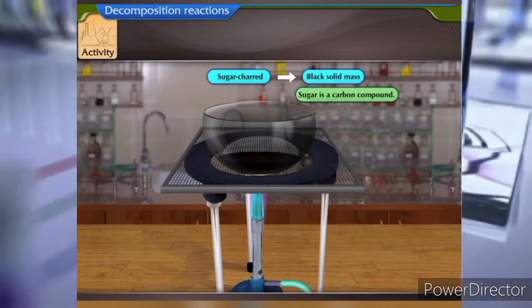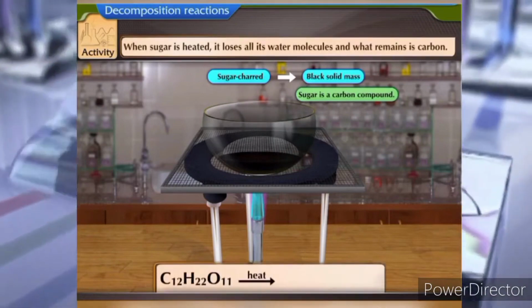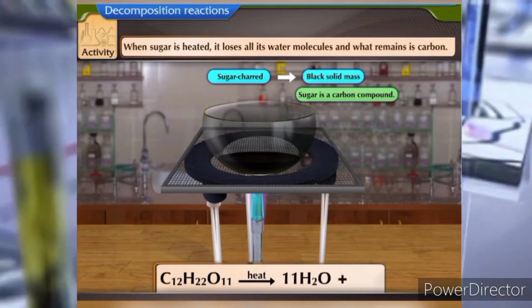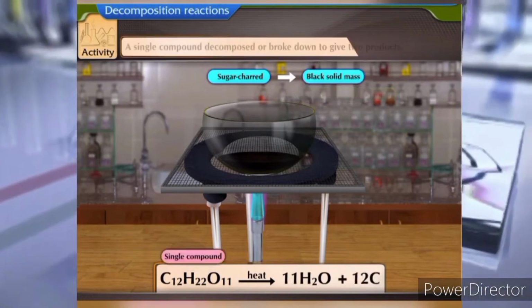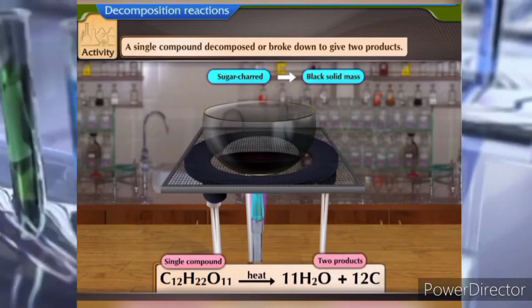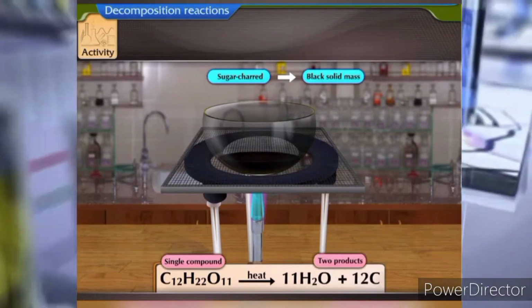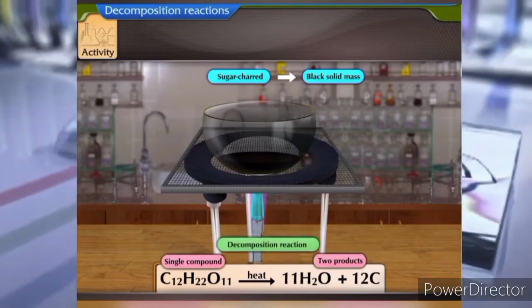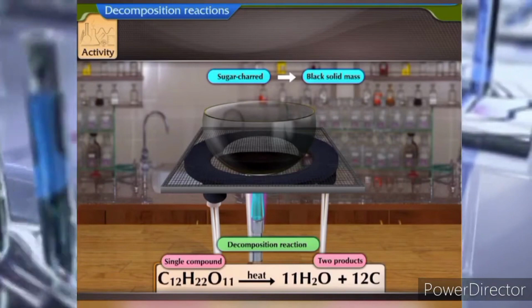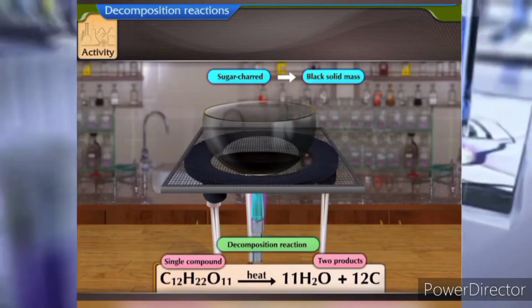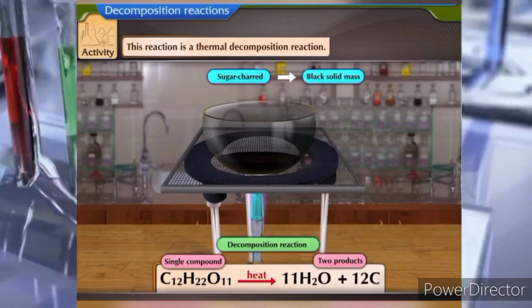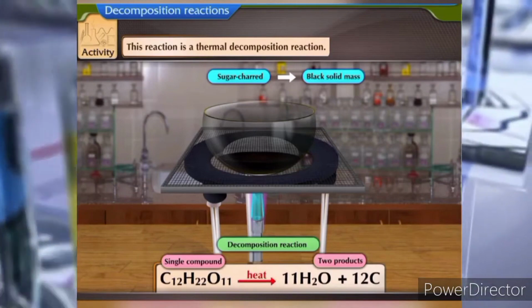Sugar is a carbon compound. When sugar is heated, it loses all its water molecules and what remains is carbon. A single compound decomposed or broke down to give two products. This is a decomposition reaction. In this reaction, sugar molecules are decomposed by the action of heat. Hence, this reaction is a thermal decomposition reaction.